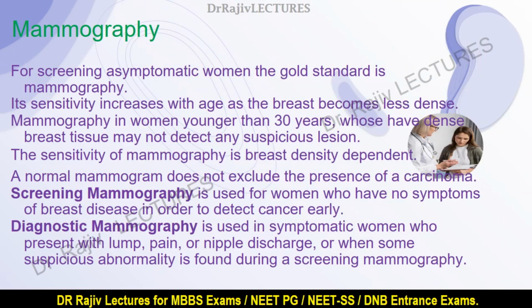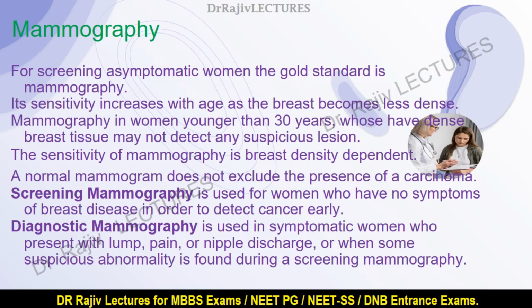The primary imaging modality for screening asymptomatic women is mammography. In mammography, the breast is placed in direct contact with ultra-sensitive film and exposed by low-voltage, high-amperage X-rays. The radiation dose is approximately 0.1 centigray, and therefore mammography is a very safe investigation. Sensitivity of mammography increases with age as the breast becomes less dense. Mammography in women younger than 30 years whose breast tissue is dense may not detect any suspicious lesion.